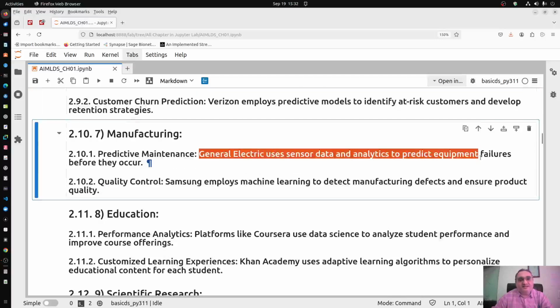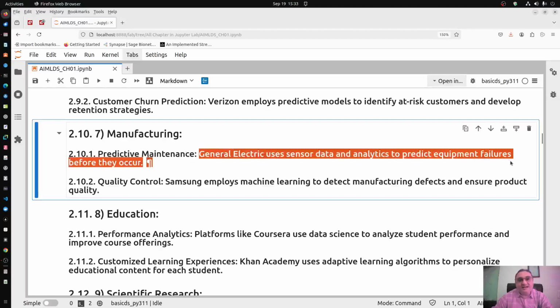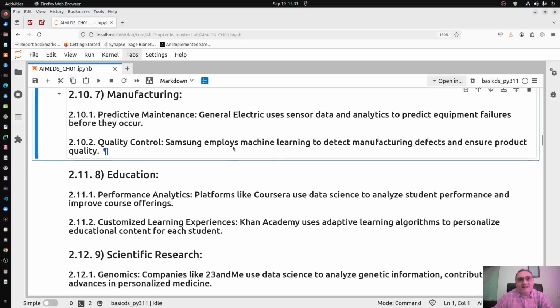General Electric, one of the largest manufacturers of electrical devices, and in healthcare equipment they also have a very big market, uses sensor data and analytics to predict equipment failures before they occur. Okay, so this is that predictive maintenance which we talked about in the previous lecture. So even before the device is likely to fail, you have to be able to predict that failure is going to occur, because these healthcare equipments are very costly. One high-tech MRI machine may cost maybe 2 crores, 3 crores rupees.